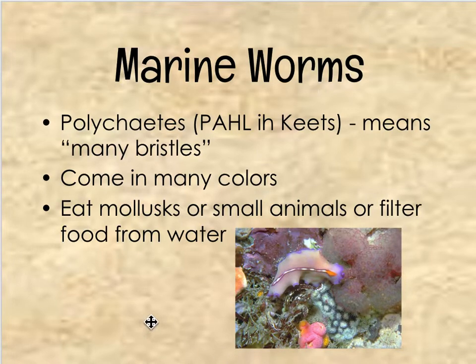These guys are really colorful. They're really pretty. You find them where there's access to mollusks and small animals to filter feed, like protists. They are going to be found in tropical waters. Really, really bright, beautiful colors. Marine worms are really pretty.